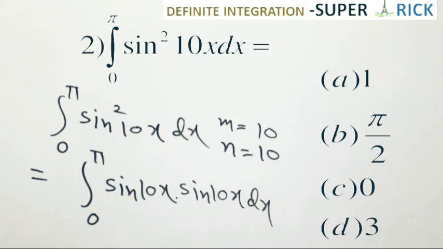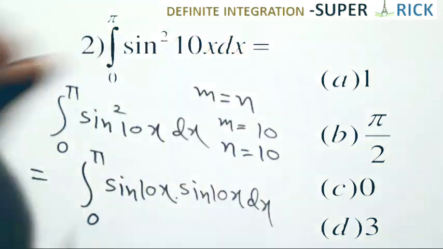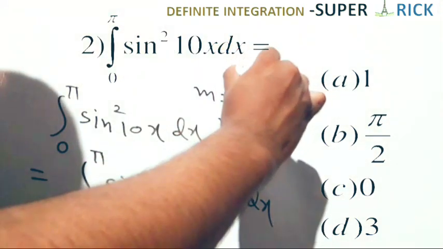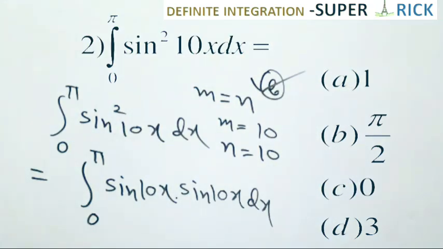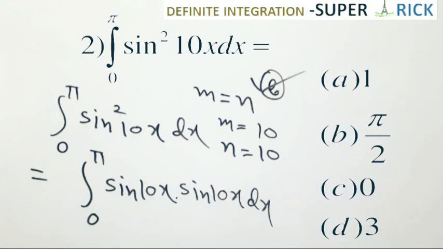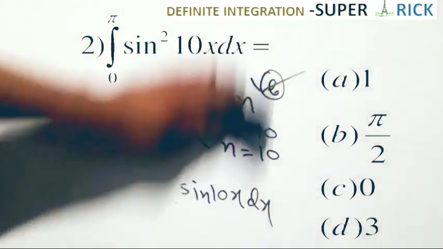So according to our trick, since m is equal to n, the answer will be option B. It is pi by 2, option B. So this is very simple.